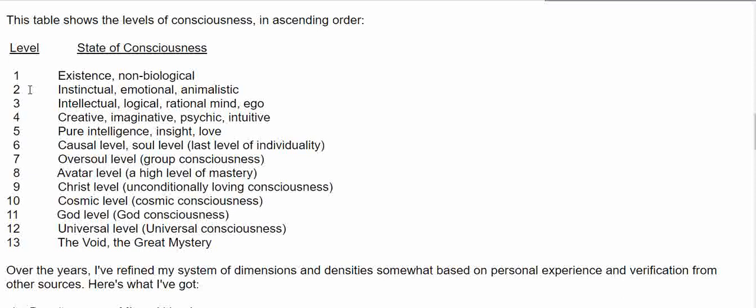That's level 1. Level 2, instinctual, emotional, animalistic, is the animals and vegetation. Level 3, intellectual, logical, rational mind, ego. The 3D, intellectual. So we are living in a world which is intellectual, logical, rational mind, ego. Level 4, creative, imaginative, psychic, and intuitive.